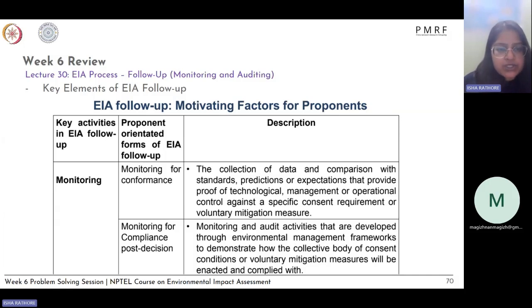Whereas monitoring for compliance post decision is done after the development has happened, and whether the environmental management frameworks are undertaken to demonstrate how the collective body of consent conditions or voluntary mitigation measures will be enacted and complied with.